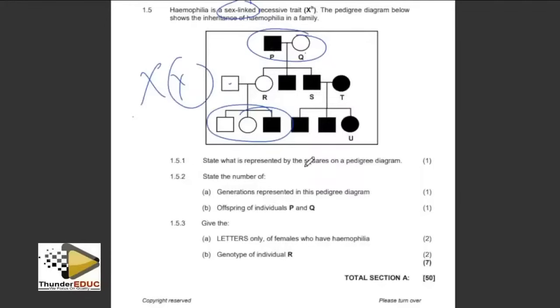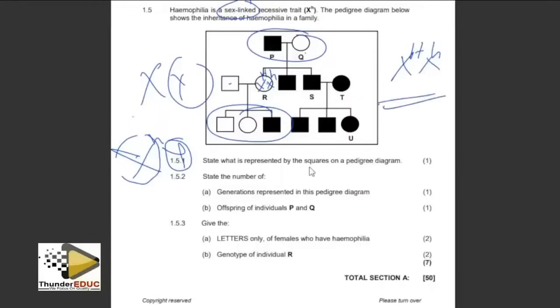Since this one is sick and is a boy, this is a recessive allele. If it's a recessive allele, obviously this can't come from the father because the father already gave the Y. Therefore, this came from the mother. So the mother is normal but a carrier. R is going to be capital X capital H, small h. And that becomes the answer for that.